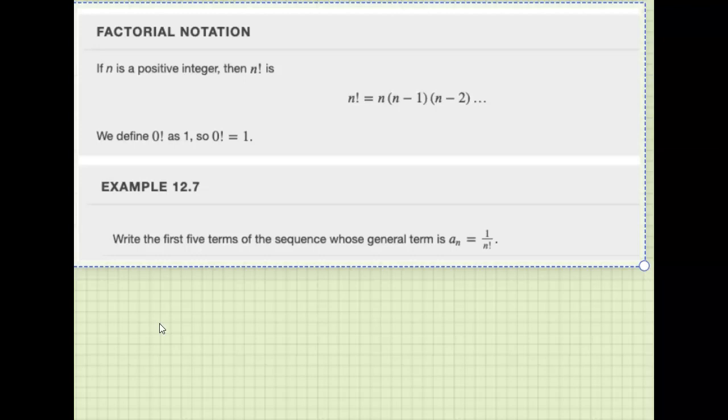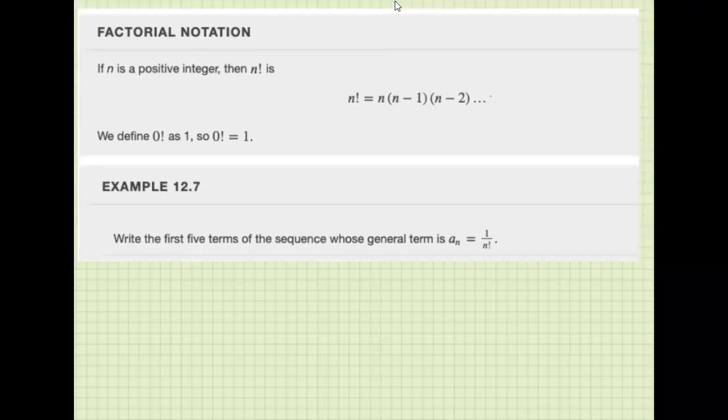You might have seen the exclamation point on your calculator. Basically what the exclamation point means is: take that integer, the number showing, and multiply it with all the integers that come before it, down to 1. So for example, 3 factorial means 3 times 2 times 1. You start with that number, count down, and multiply all of them, and you get 6.